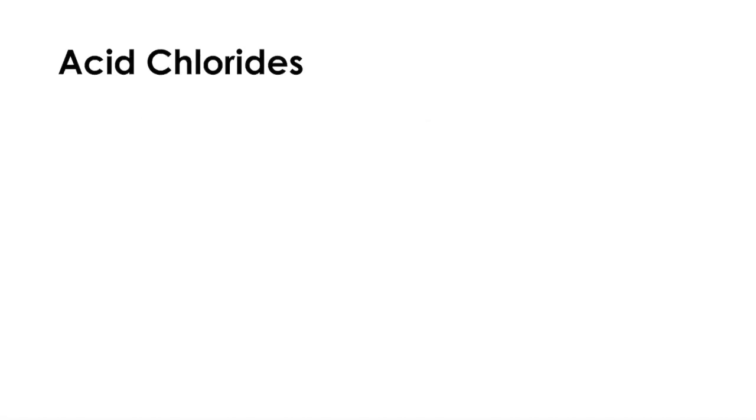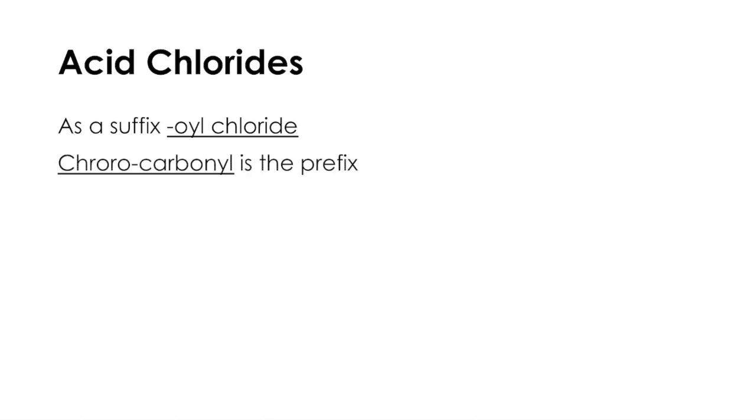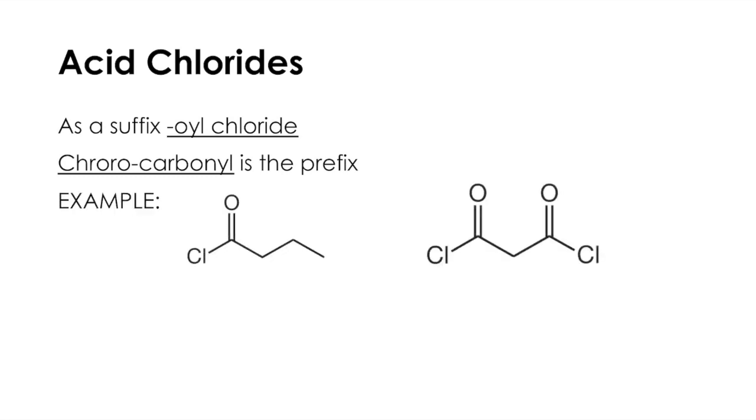So now let's talk about acid chlorides, which are the same thing as carboxylic acids, but instead of an OH, it's a chlorine. And we call that an oyl chloride. Or as a prefix, it is a chlorocarbonyl. And so in these 2 cases, in the first case, again, we start the numbering in the group, and we don't need to specify the location because it always has to be at the end of the chain, and so it'll just be butanoyl chloride, like so.